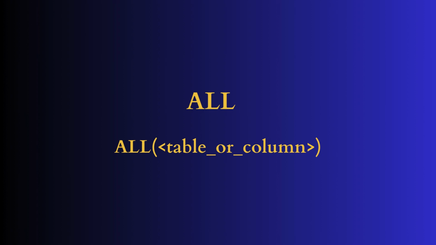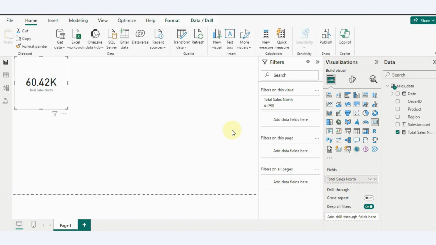Now let's look at the syntax of ALL. Here's how it's structured. We have the keyword ALL and then we have to insert a table or column. This specifies the table or column for which you want to remove the filters. You can use it to remove filters from a single column, an entire table, or multiple columns. More concretely, let's walk through a step-by-step example using our dataset.